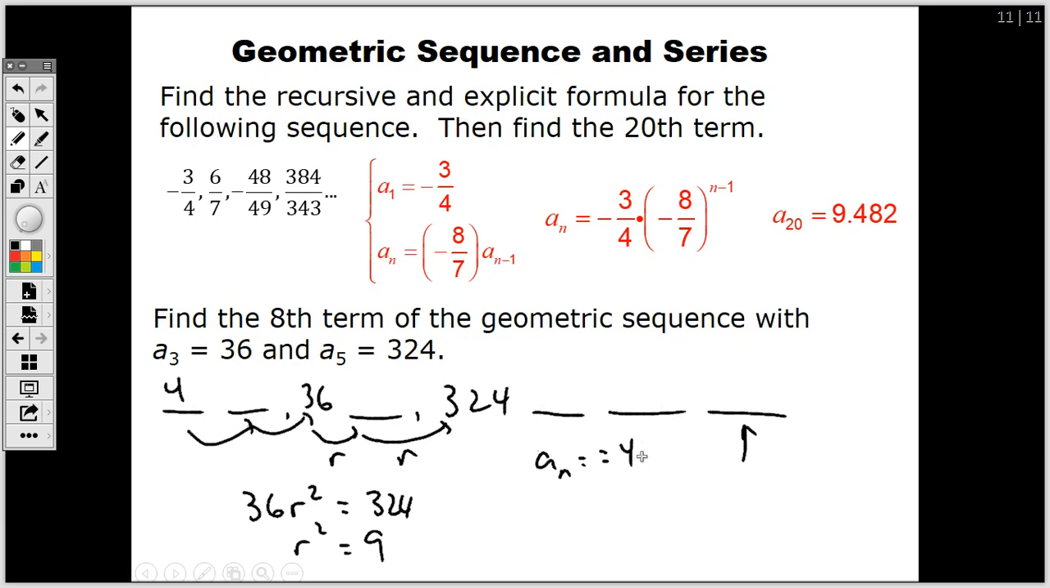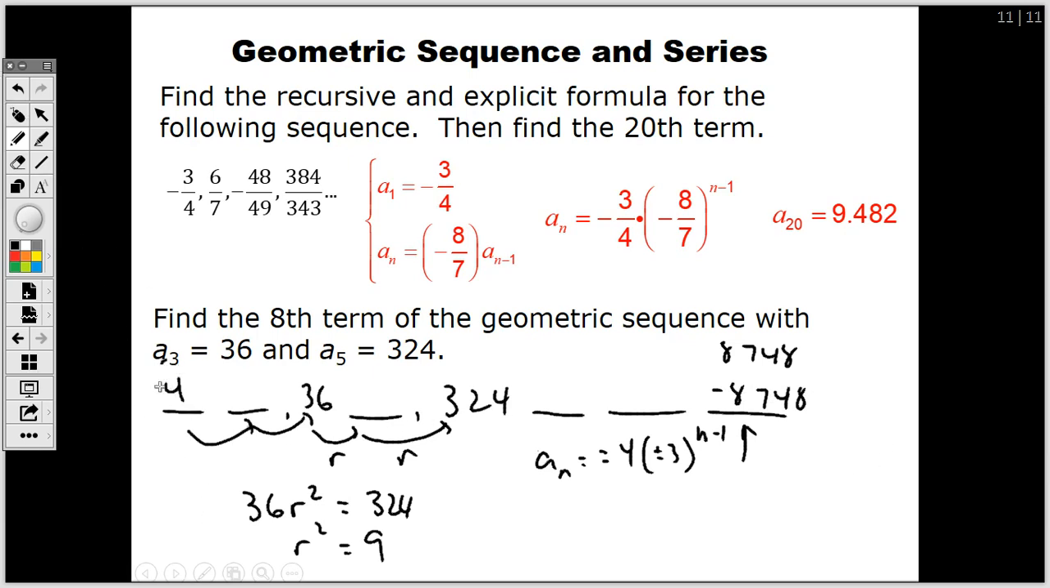So I get 4 times plus or minus 3 to the n minus 1. And we're going to have to do it twice just to see what we get. Okay, so when I put that in there, 4 times 3 to the 7th, I get 8748. Or if it was the negative 3, then it would be negative 8748. And that's how I do this problem.